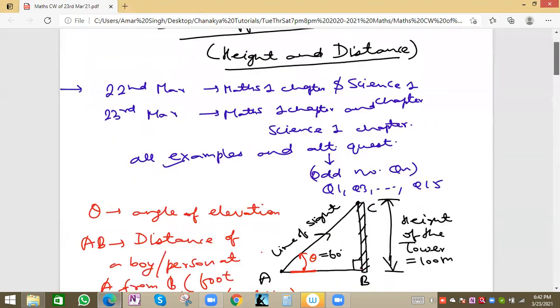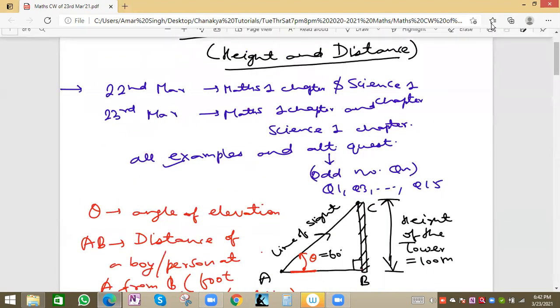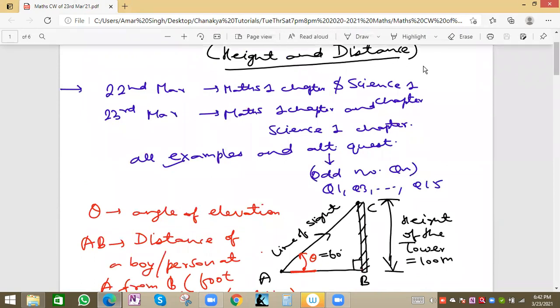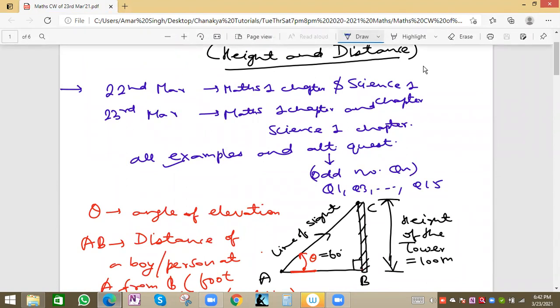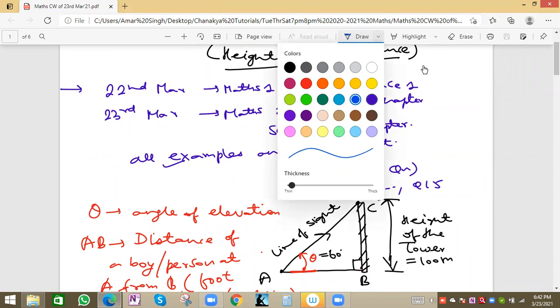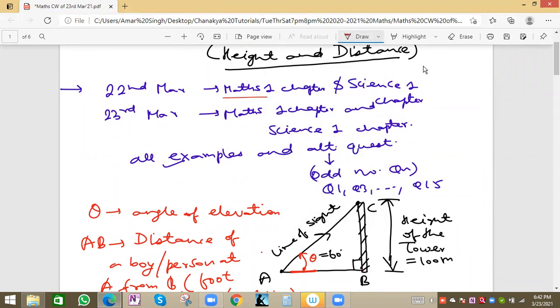Before starting, Bhavya and other students who have joined late, this was one thing I was telling. Every day, please try to solve one chapter of your NCERT science book and one chapter of maths daily, from at least April 1st. It must be done, because we have only one month left in April.